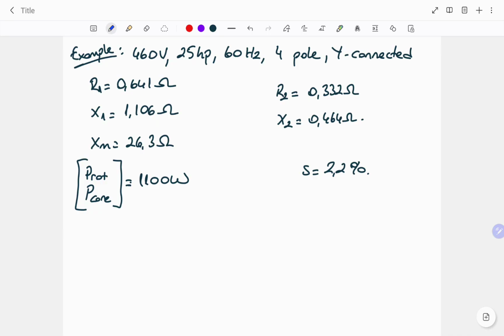Because of this, during the analysis, we can use the simplified equivalent circuit without RC. But the RC effect, the core losses effect, is combined with the rotational losses. So rotational, that means friction, windage, stray, and additionally core losses are totally 1100 watts. And the slip value is also given, which is 2.2%. So let's calculate some parameters.